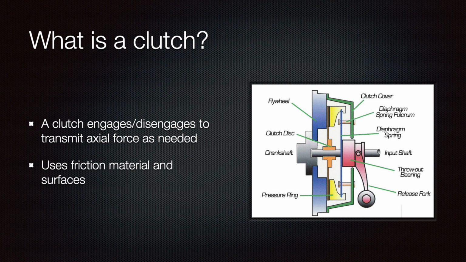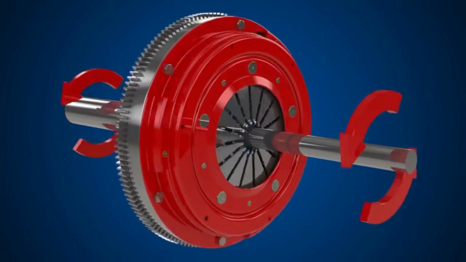To disengage the clutch, the release fork pushes the throwout bearing onto the pressure plate's diaphragm springs. This causes the pressure plate to move slightly away from the clutch, releasing it to rotate freely with the transmission. Here is a short video to better understand the operation of a clutch.